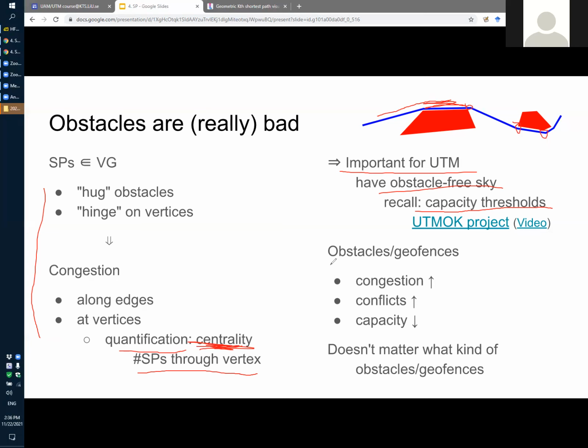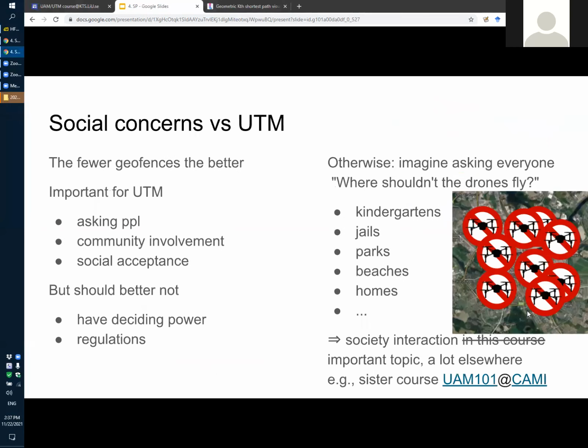So some of the obstacles are there, the terrain, the buildings, but for some of the obstacles, you're creating a geofence, thinking, oh, I want to make sure that the drones don't fly near me. I'm surrounding myself with a geofence. Well, guess what? There will be all these paths taking the shortest path and going through a particular vertex, creating lots of noise and many other things. So high congestion, many conflicts. The capacity goes down. Again, it doesn't matter whether it's an artificial obstacle or the obstacle that was there. Obstacles are not just bad, they're really bad.